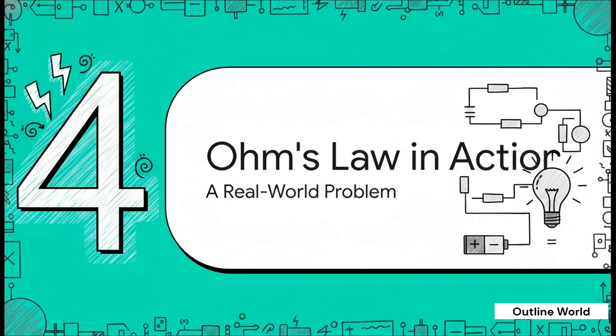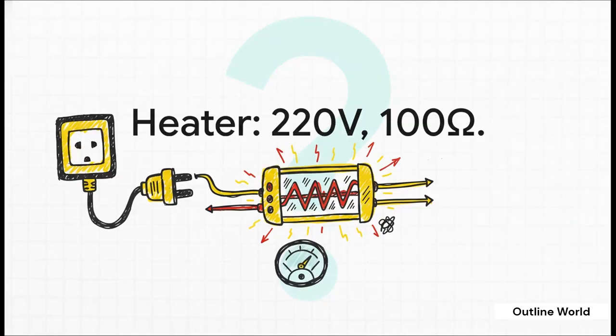Okay, that's enough theory for now. Let's put this thing into action and see how this law helps us solve a real practical problem. So here's our scenario. We've got a standard 220 volt outlet, and we plug in an electric heater. We know that the heating coil inside has a resistance of 100 ohms. The big question is, how much current is actually going to flow through it?